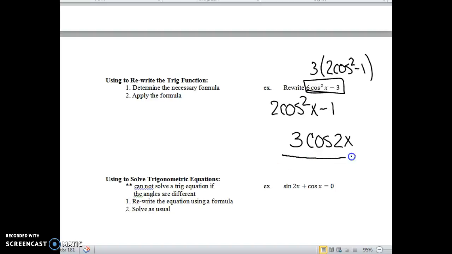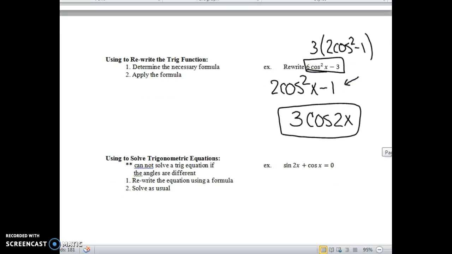Why that's helpful is now you have one item to find the derivative of, and you could find the derivative of that or the antiderivative. You could not do it with such ease otherwise.